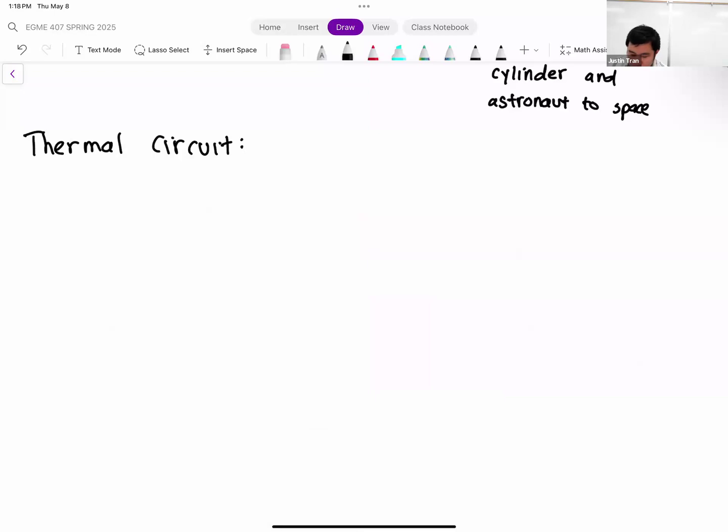Okay, let's draw a thermal circuit. The way you draw these thermal circuits is, you count how many objects you have in the diagram, and you make a node for each one. So we have 3 objects here: astronaut, cylinder, and deep space, where the deep space is just whatever is surrounding these two. So let's go ahead and make a node for each of them.